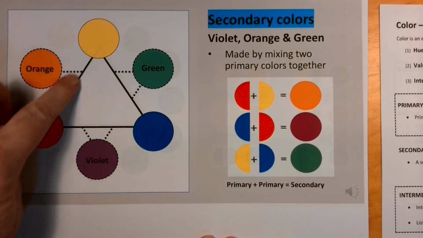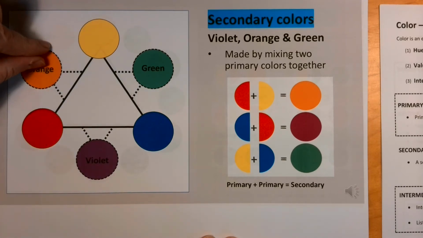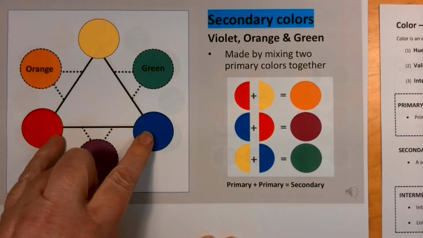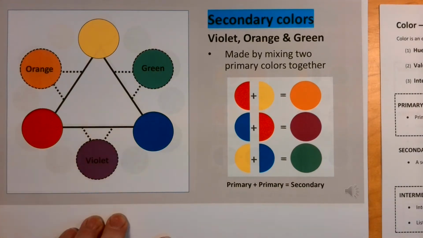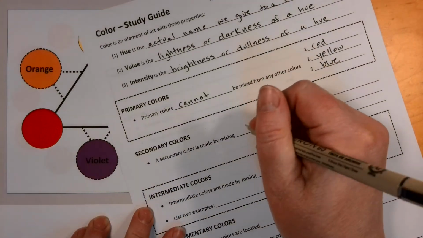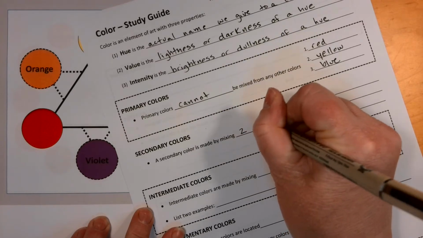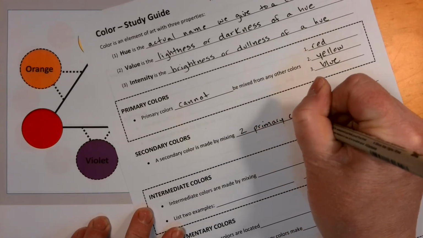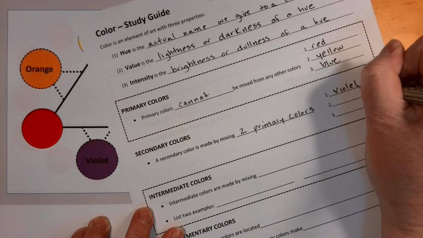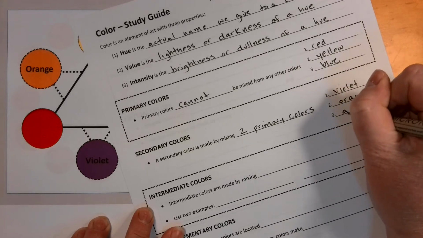So here are our primaries on the color wheel. If we mix yellow and red, we're getting orange. If we mix yellow and blue, we get green, and if we mix red and blue, we get violet. And it's really important that the colors appear in that order. So a secondary color is made by mixing two primary colors. They are violet, orange, and green.